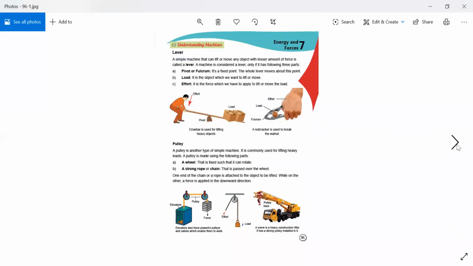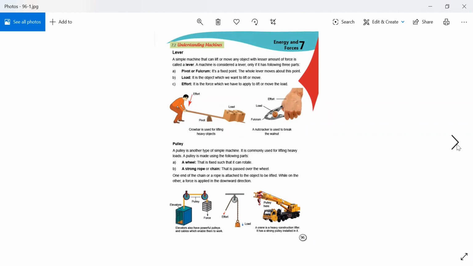Lever. A simple machine that can lift or move any object with a lesser amount of force is called a lever. A machine is considered a lever only if it has the following three parts. A lever is a machine that can lift or move any object with less force, so we call that machine a lever.